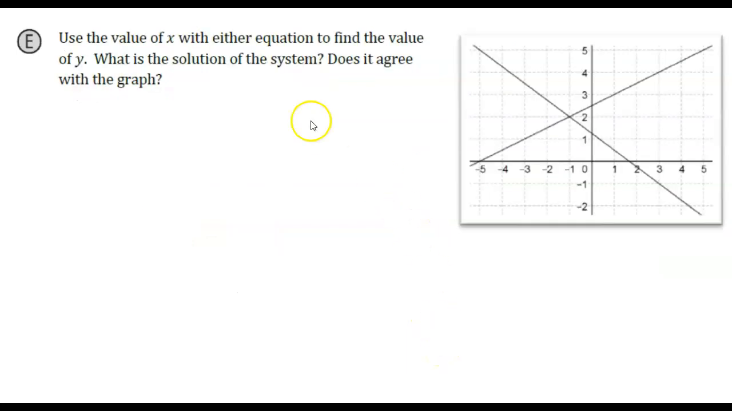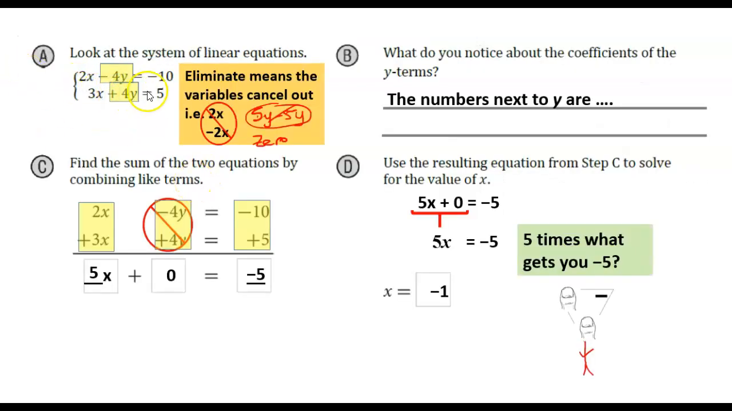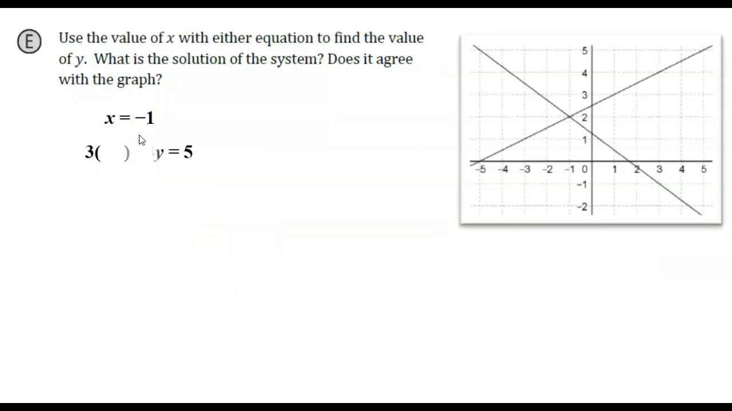All right. Notice here, they did graph it for us. They did show us what our solution would be. It says we could use a value of x with either equation to find the value for y. So we're going to find the value for y. Notice how I just copied down the second equation. You can use either one, by the way. So I copied down 3, left a space for x, plus 4y equals 5. So I'm going to plug that in, and let's work this out.